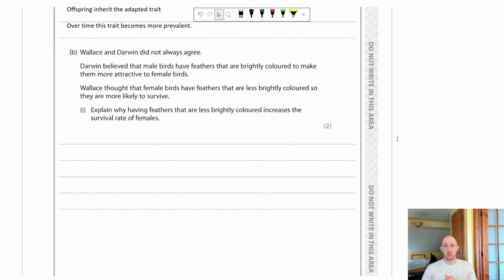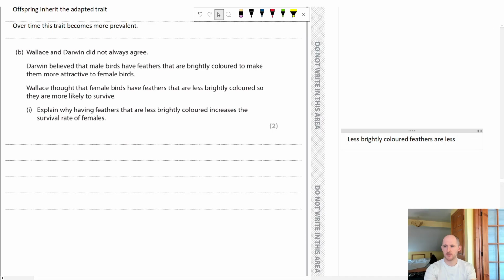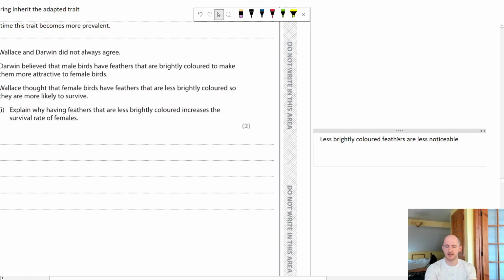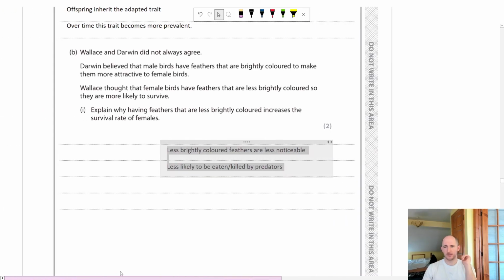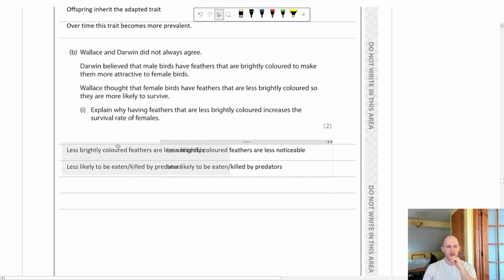They're basically asking you, why would that make them more likely to survive? Well, simply put, it makes them less noticeable. So less brightly coloured feathers are less noticeable, which means you are less likely to be eaten or killed by predators. That's it. And that's it for that question, right? Anything else you can say?